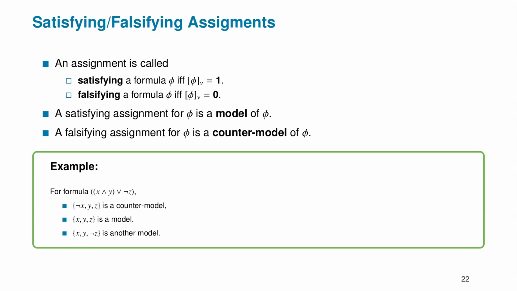We call an assignment under which a formula evaluates to true a satisfying assignment, and we call an assignment under which a formula evaluates to false a falsifying assignment. A satisfying assignment is also called a model of a formula, and a falsifying assignment is also called a counter model. If we have this formula here, with x and y not set, then not x, y, z is a counter model. We set x to false, then this conjunction is false, and we set z to true, then this not z is false, and therefore this formula evaluates to false under this assignment. And x, y, z is a model, and x, y, not z is another model. This you can easily check with a truth table.